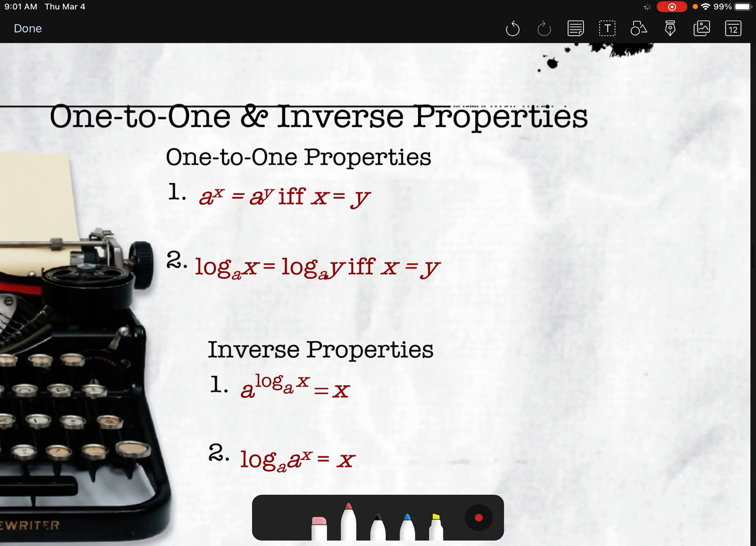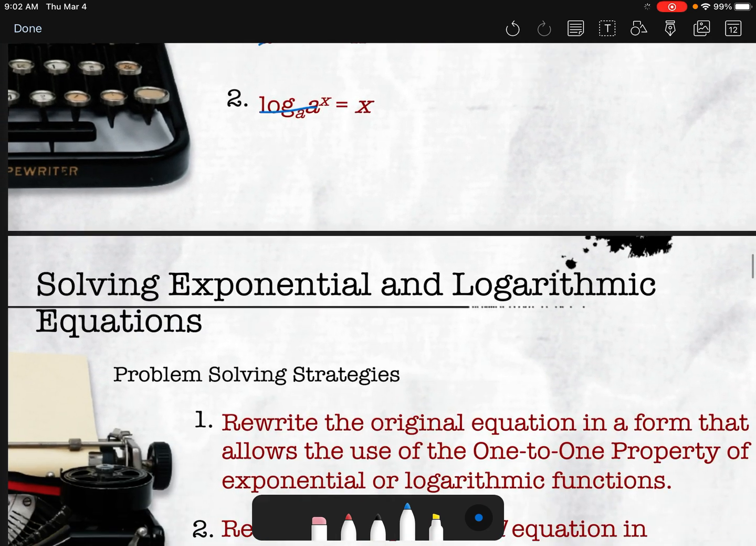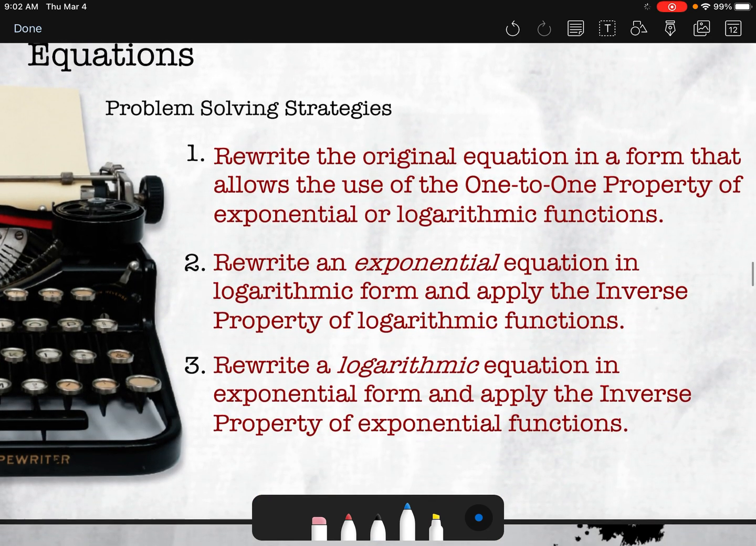Now there's a reason we change bases, and that's to solve equations. Now here's a couple properties. We already know a to the x equals a to the y if and only if x equals y. We know that. We also know the second one. We've already talked about these. We know the inverse property, that these cancel out. We've already done this.